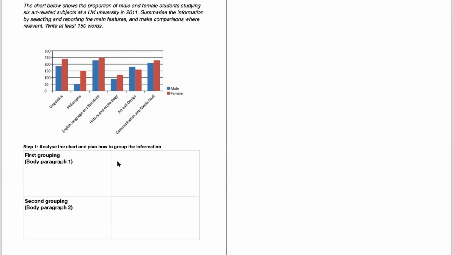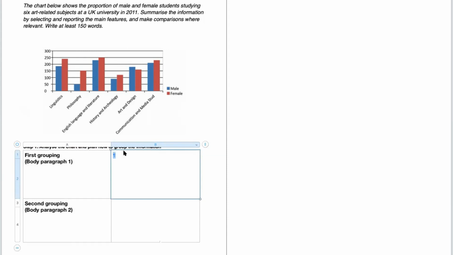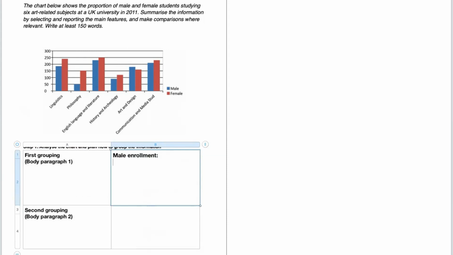So just to make it simple, I would start writing about male enrollment, and I'm really just going to look at the chart and understand what it says. So when I look at the male enrollment, I am looking at the blue. Now remember, you do not want to write about everything. You really just can't. So we're going to look at values that are high and values that are low. So remember from before, we're going to look at things that stand out.